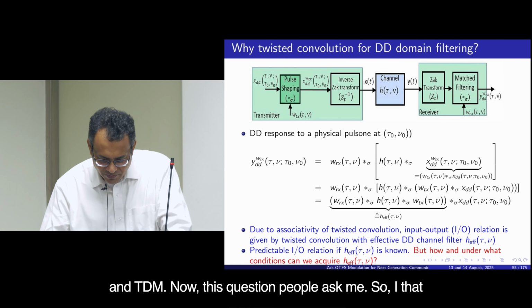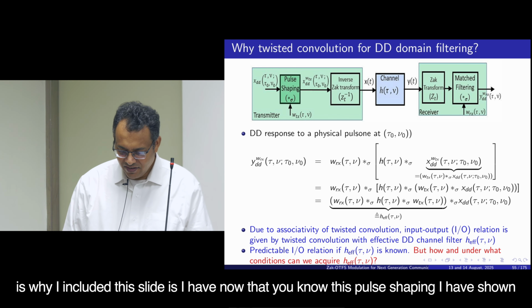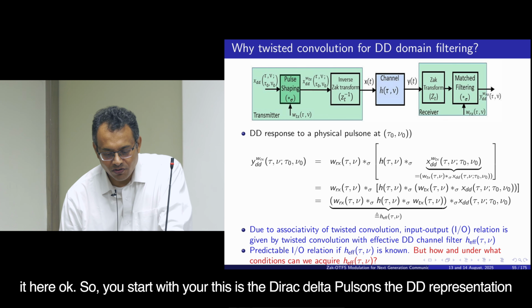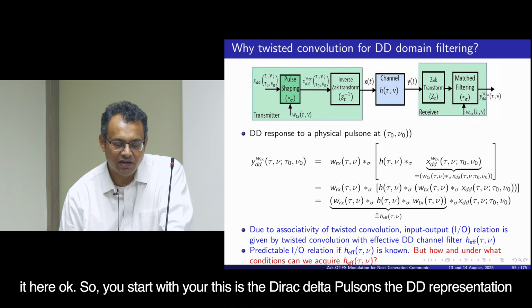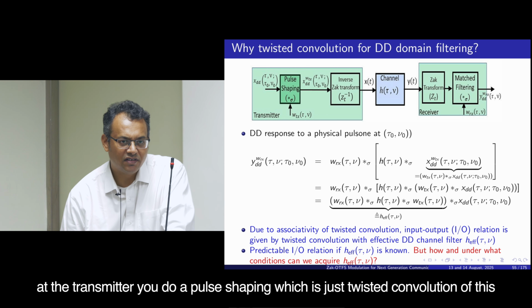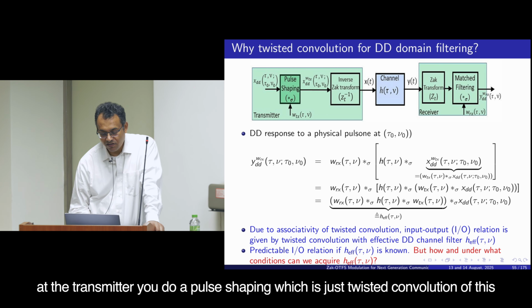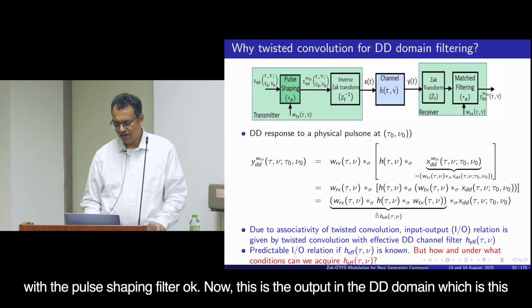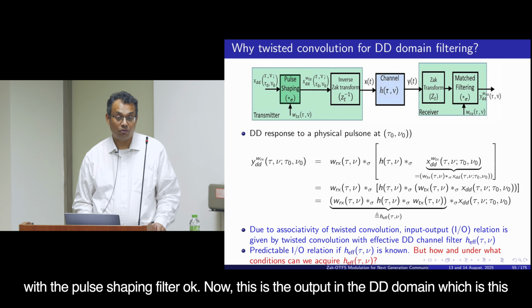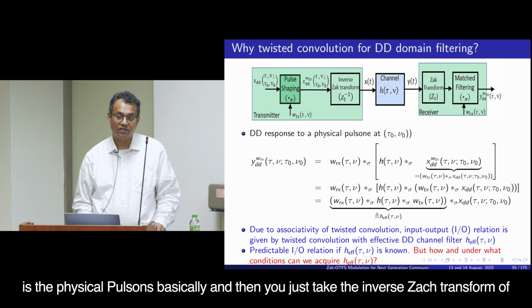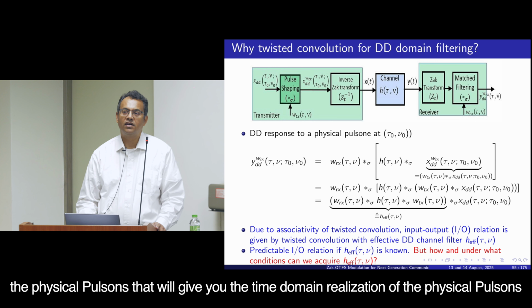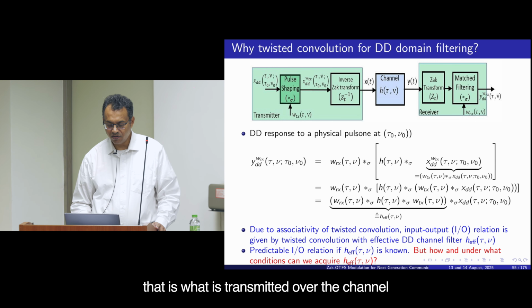Now, this is a question people ask me, so that is why I included this slide. Now that you know this pulse shaping, I have shown it here. You start with the Dirac delta pulson, the DD representation at the transmitter. You do a pulse shaping, which is just a twisted convolution of this with the pulse shaping filter. This is the output in the DD domain, the physical pulson. Then you take the inverse Zak transform of the physical pulson, which gives you the time domain realization of the physical pulson. That is what is transmitted over the channel.